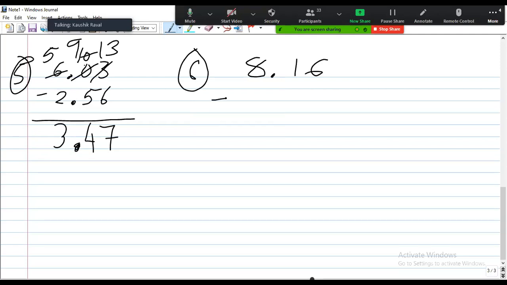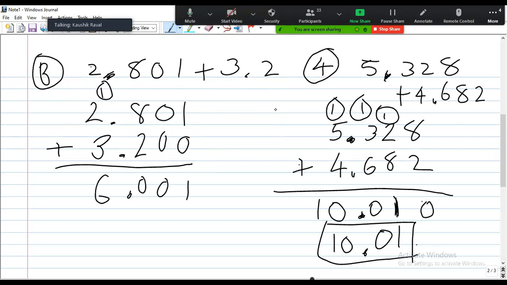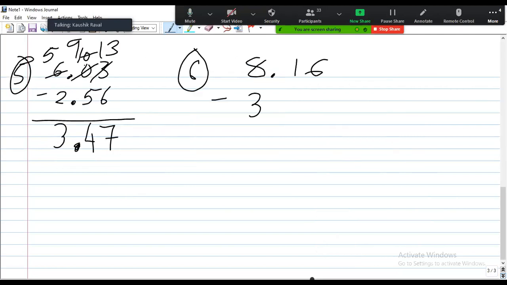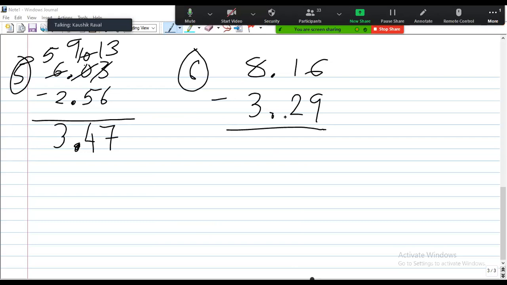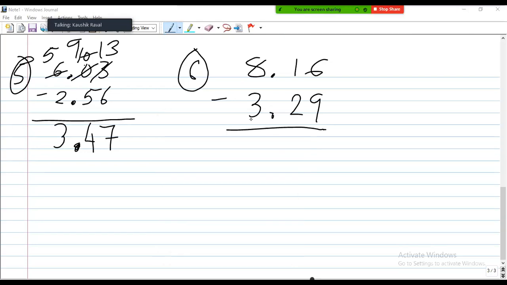8.16 minus 3.29. Solve this one. 8.16 minus, not sixteen, sorry, we can never say sixteen. It is 8.16 minus 3.29. We already know why we cannot say it sixteen, right? If in case you have doubt, you can go back to old videos from my class. Yeah, come on, do it. Solve this example.